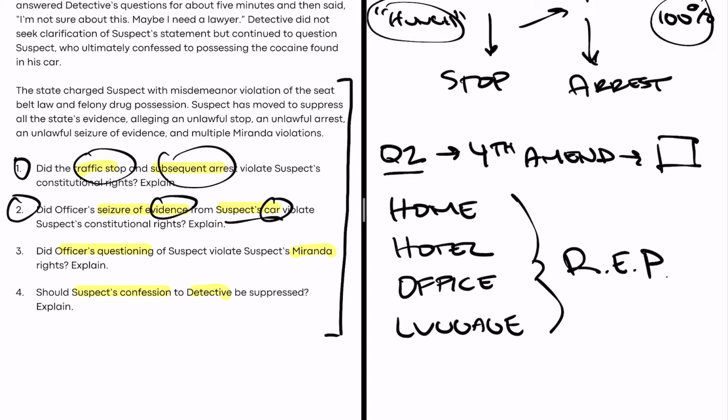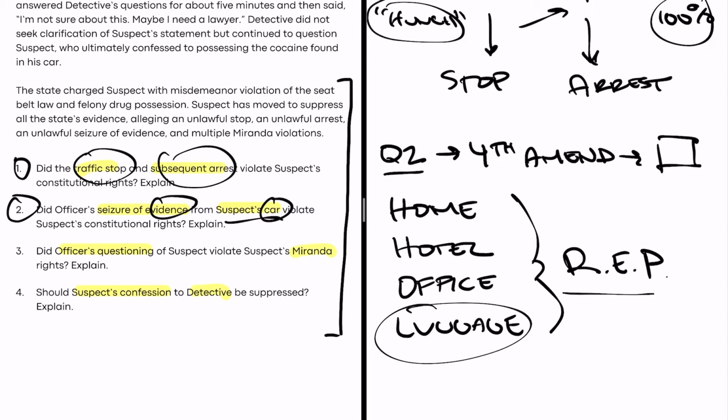An automobile does not have the same level of privacy. A person doesn't have the same reasonable expectation of privacy in an automobile as they would in something like a person's home, a hotel room, an office, or perhaps their luggage. Now, interestingly, we're going to have to read the fact pattern. If the police officer is searching like a backpack inside the car, that could be a place where a person has a reasonable expectation of privacy. It's going to depend a lot on the circumstances here of where in the car the police officer is searching.